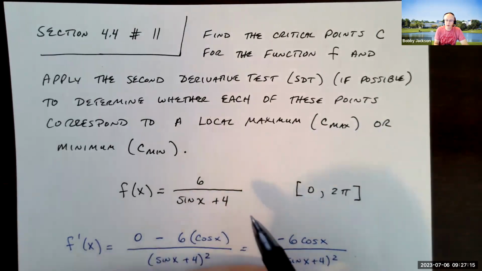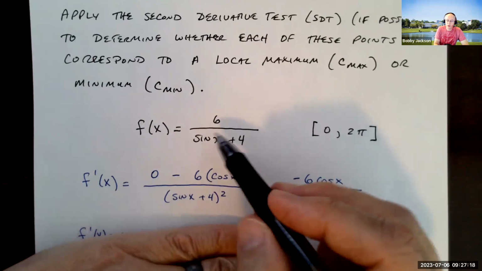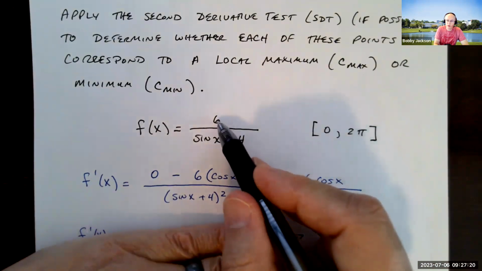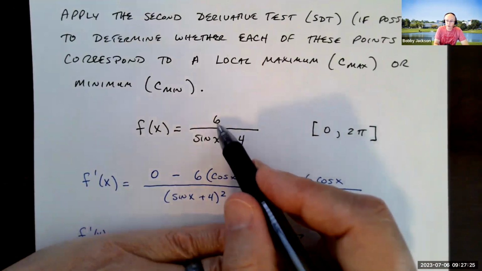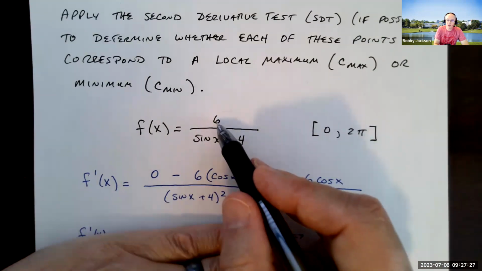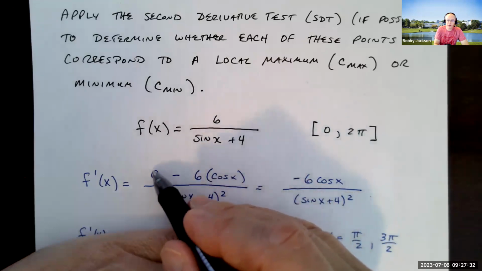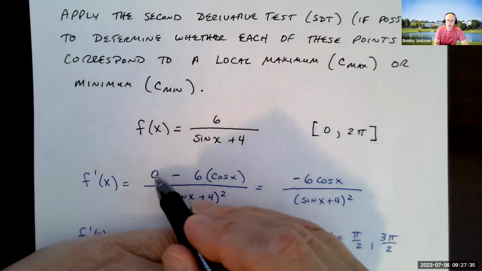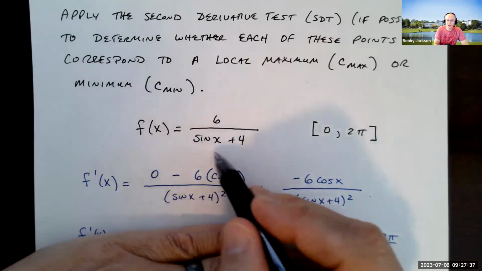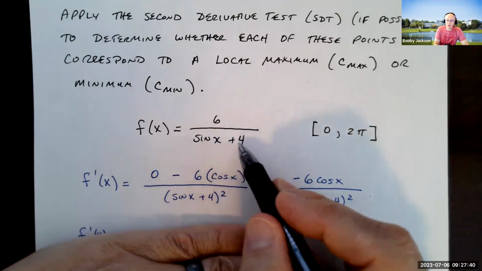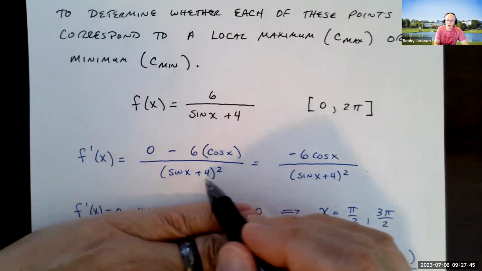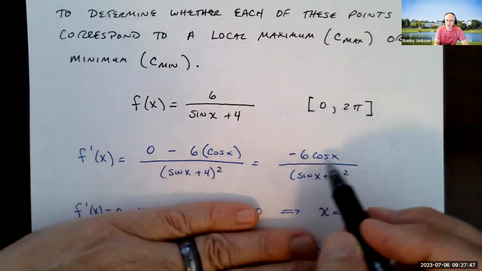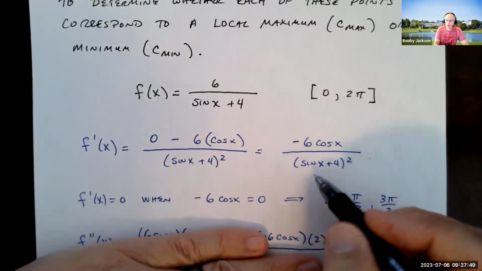I'm just going to use the quotient rule. You could rewrite and use the chain rule if you want, but I'm going to do the derivative of the top, the derivative of 6, is 0, times the bottom, so 0 times sine x plus 4 is 0. Minus the top, which is 6, times the derivative of the bottom. What's the derivative of sine x plus 4? Cosine of x, right, derivative of 4 is 0. And then over the bottom, all squared. So this is just -6 cosine x over sine of x plus 4 quantity squared.